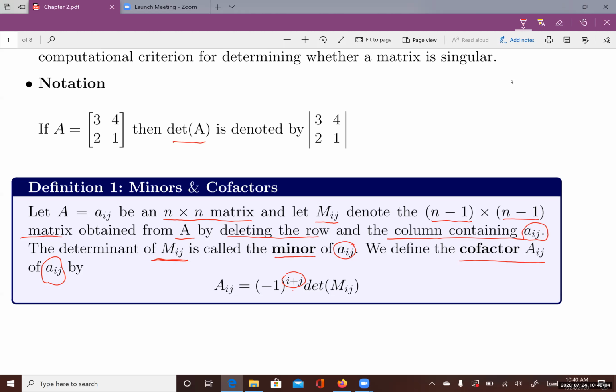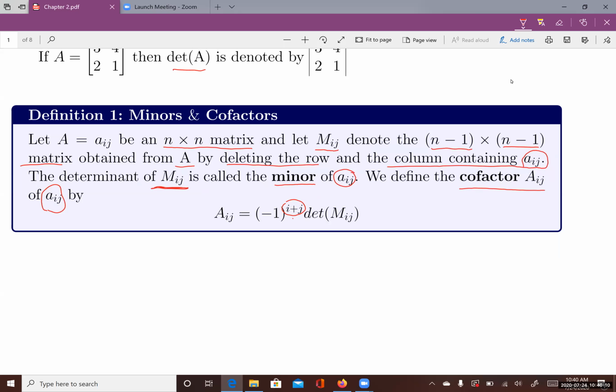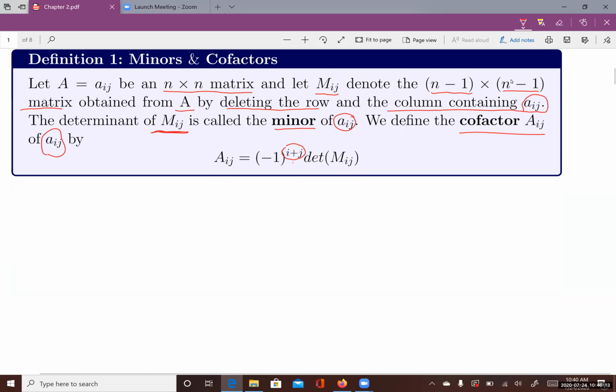There are a lot of definitions going on here, so let's look at an example. I have a matrix A, let's say a 3 by 3 matrix: 1, 2, 3, 4, 0, 5, 6, 9, 9. This is a 3 by 3 matrix. I can pick an entry, let's say a11. And from a11, I want to find big M11.